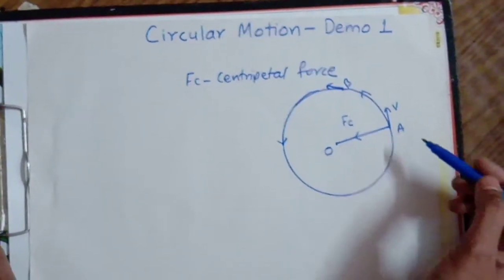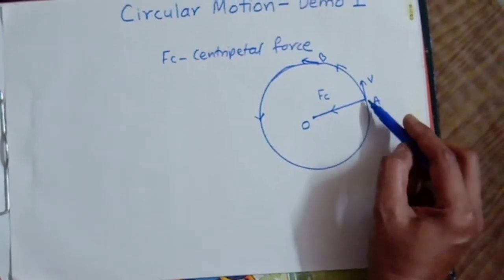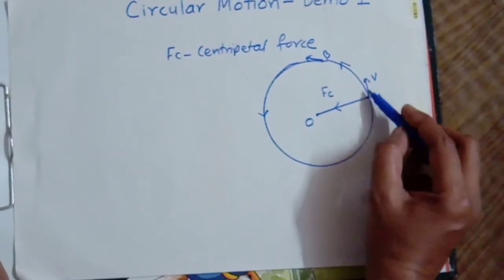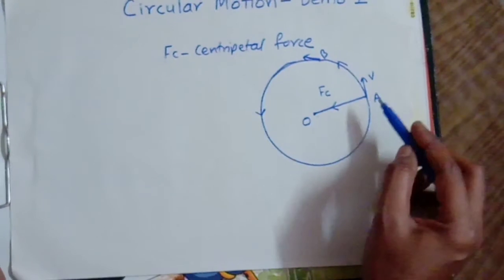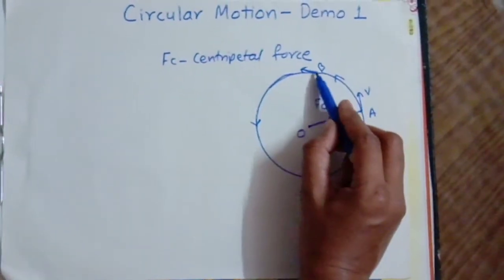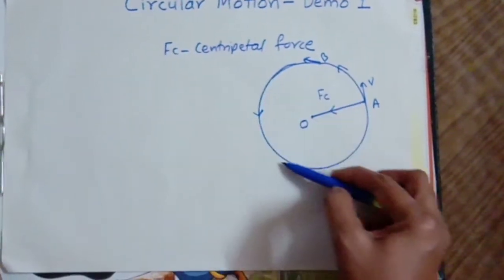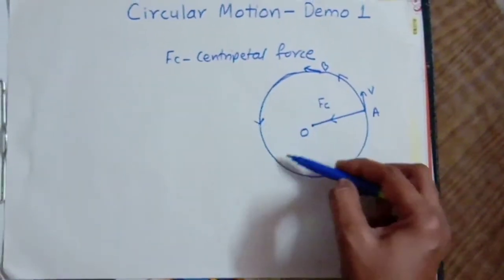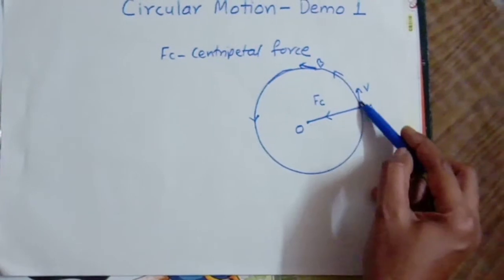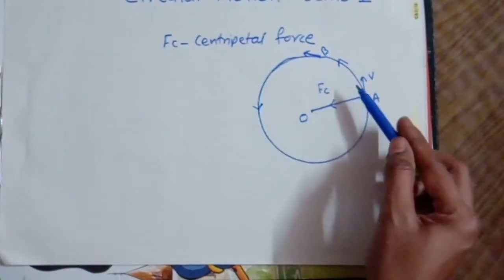At point A, the velocity of the object will be in this direction, that is, it will be tangential to this, and at point B the velocity will be in another direction. So in circular motion, the object will move along the circular path, but at every point the direction of the velocity will be different.